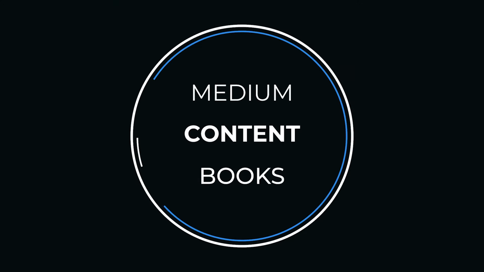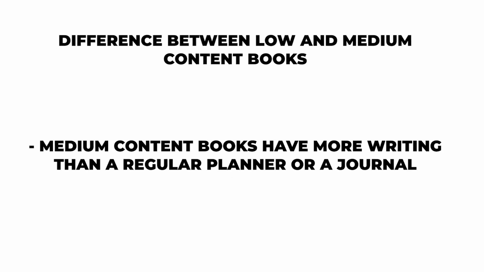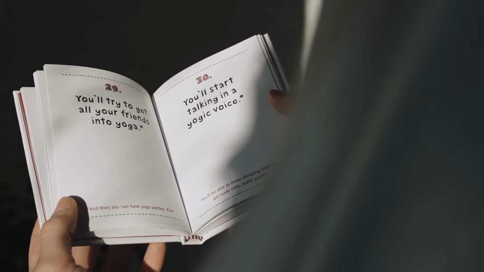As you heard from the intro, we'll be talking about medium content books. So the difference between medium content books and low content books is that medium content books are going to have more writing than a regular planner or a journal. So instead, we'll be doing things like creating activity books, creating coloring pages to sell on Amazon KDP.